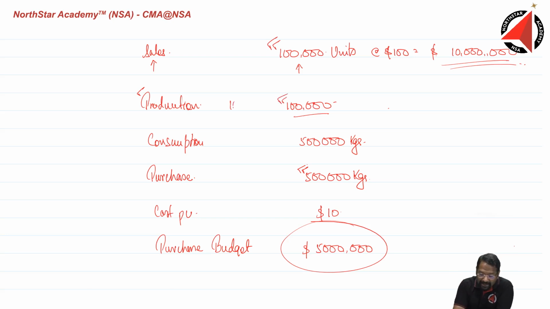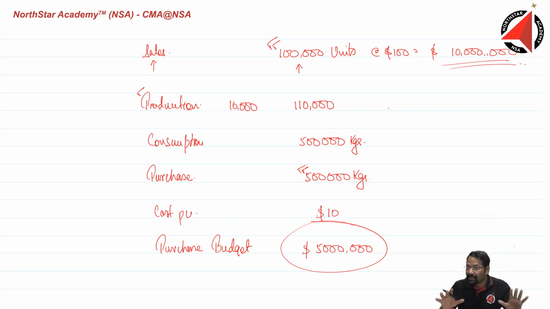Fine. But I already have 10,000 as my opening stock. Then how much should I produce? I already have 10,000, so I should produce 90,000. But at the end of the year, I want to keep 20,000 as stock. Then should I produce 90 or should I produce 20,000 more? So I should produce 20,000 more. So I should produce 110,000.